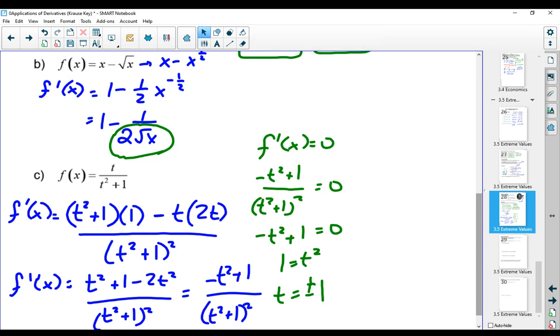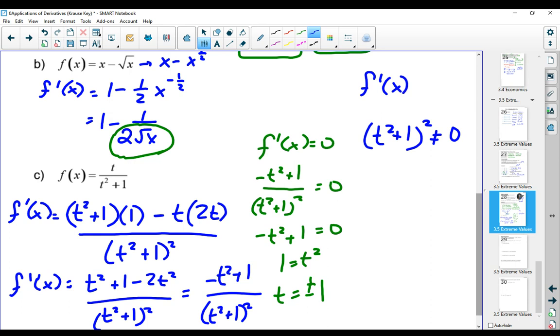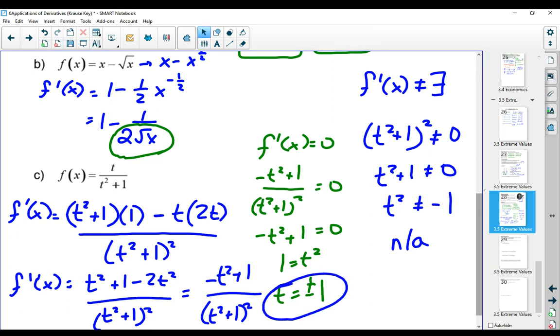We also have to consider our restrictions. We have t squared plus 1 squared in the denominator. So t squared plus 1 all squared cannot equal 0. So what we're looking for is when f prime of x does not exist, if we're using that notation. So solving here, the first thing we would do is square root, and that gives us t squared plus 1 cannot equal 0. Subtract 1, t squared cannot equal negative 1. At this point, we would square root, and we can't square root a negative, so there are no restrictions. So our critical points would just be t equals plus or minus 1.